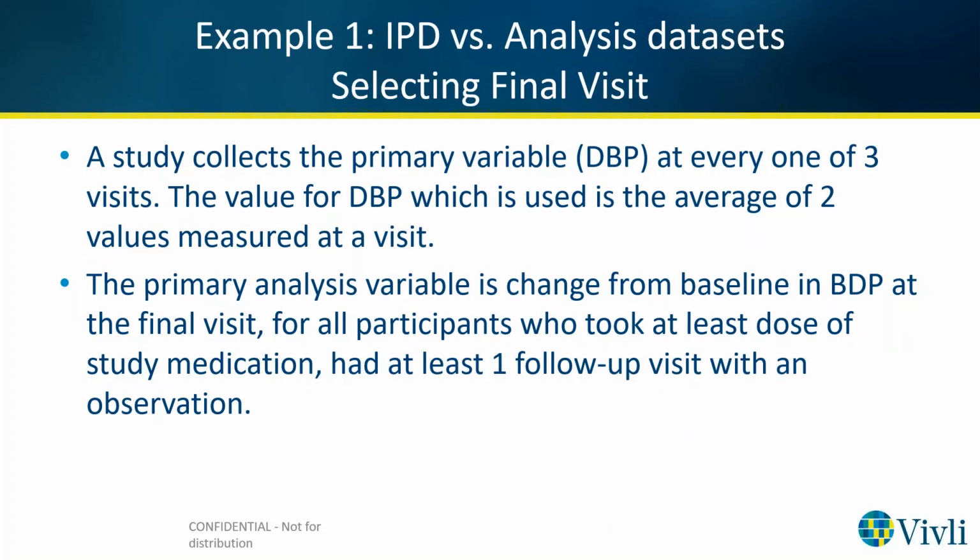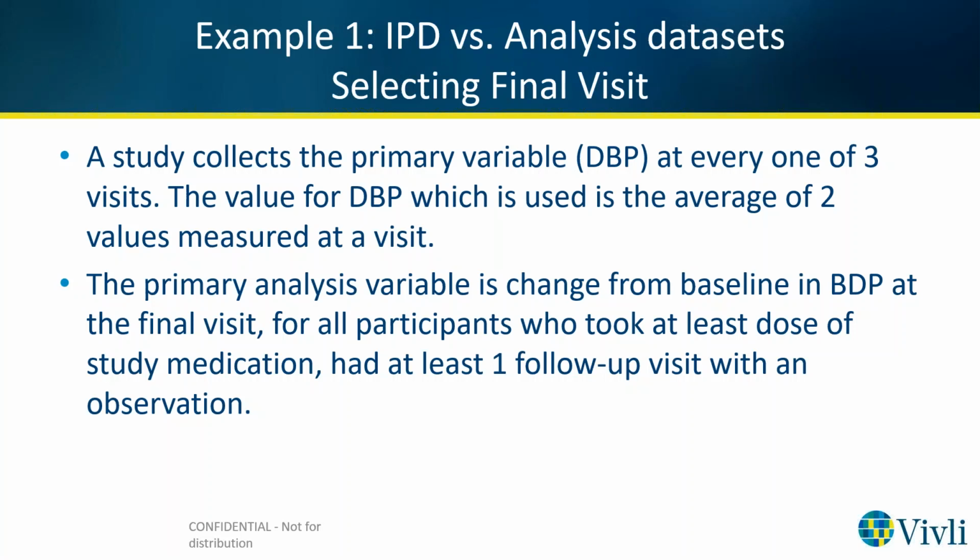So I'll give you a couple of examples. This first example, we really look at selecting a final visit. This is going to be the most extensive example that I have. So in this example, a study collects the primary variable, in this case, diastolic blood pressure, at each of 3 visits. The patient comes for 3 visits.